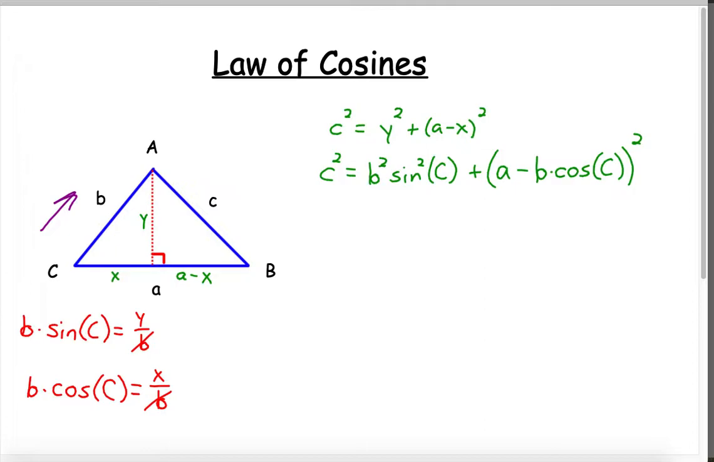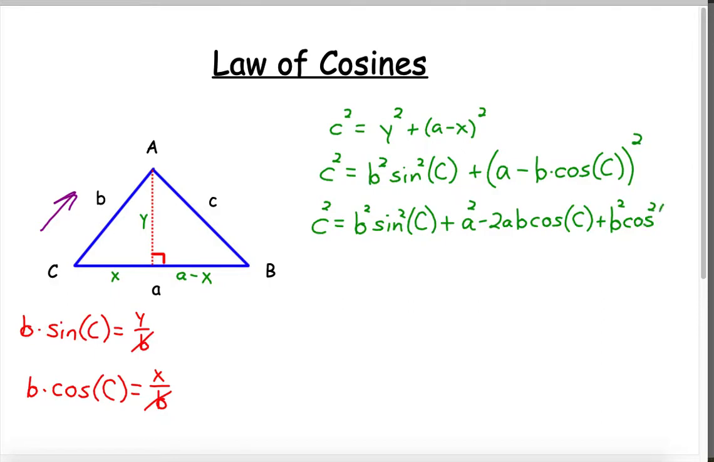Okay, so let's square that quantity. We're going to have c squared equals b squared times the sine squared of angle C plus, now if you need to write out a minus b cosine C times a minus b cosine C and distribute or FOIL, go ahead and do that. You're going to wind up getting a squared minus 2 times a times b times the cosine of angle C plus b squared times the cosine squared of angle C.